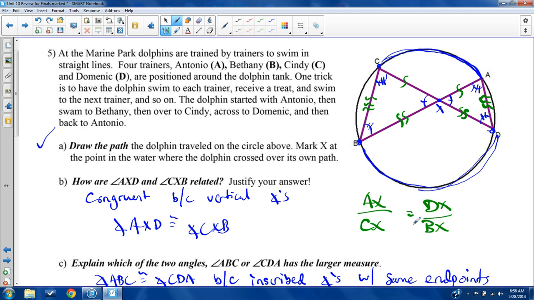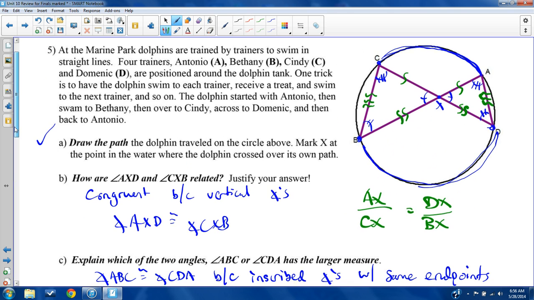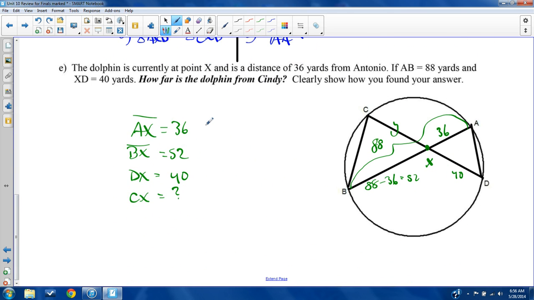We set up this proportion. You may cross multiply as you do it. Let's go ahead and do that actually. AX over CX equals DX over BX. So AX over CX, I'll put Y, equals DX over BX. And when you cross multiply, you'll get 36 times 52 equals 40 times Y. So again, Y times 40 equals 36 times 52. So it does still come into play the same exact way.